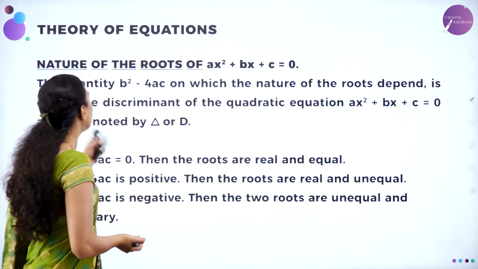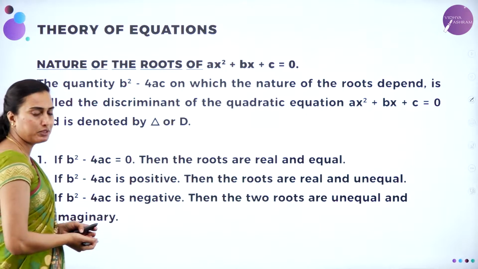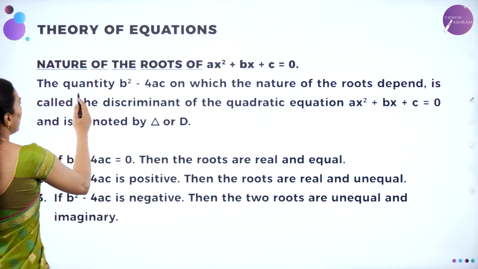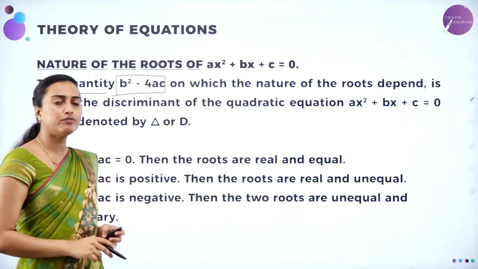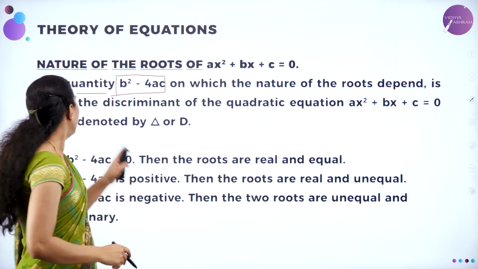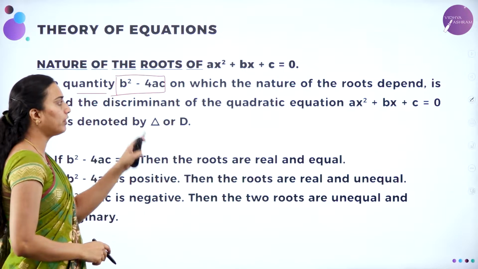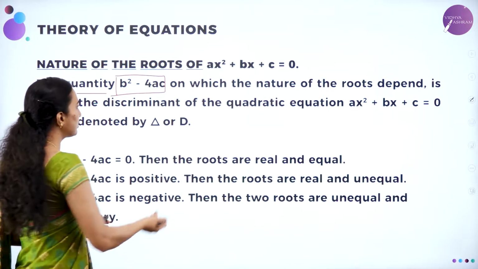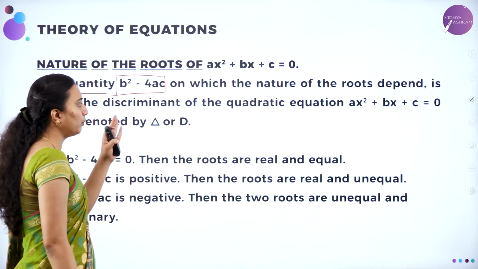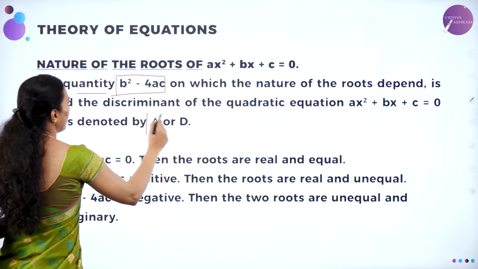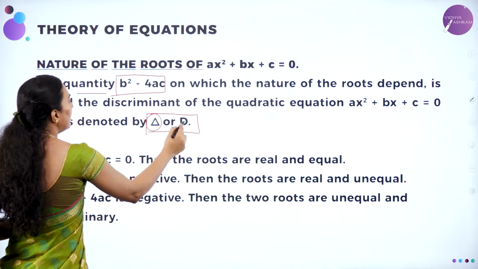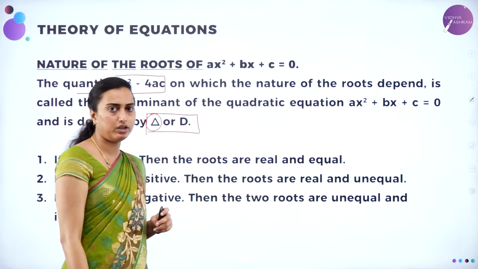Now what will be the nature of the roots of ax squared plus bx plus c? Here the quantity b squared minus 4ac, on which the nature of the roots is dependent, is called the discriminant of the quadratic equation. So this is called the discriminant of the quadratic equation ax squared plus bx plus c equal to 0, and it is denoted by this symbol, D.